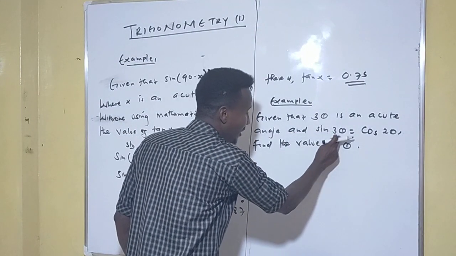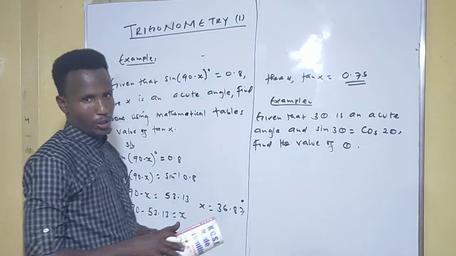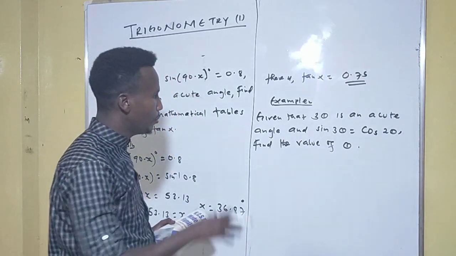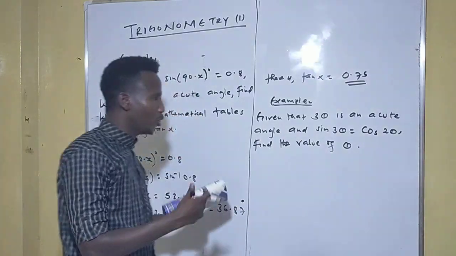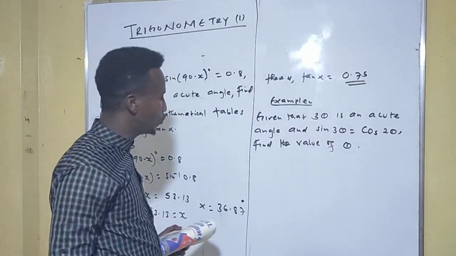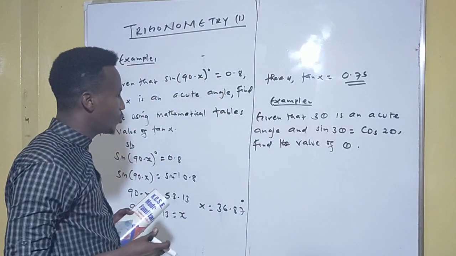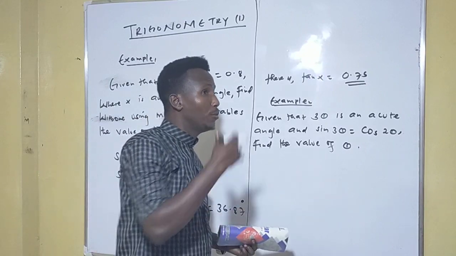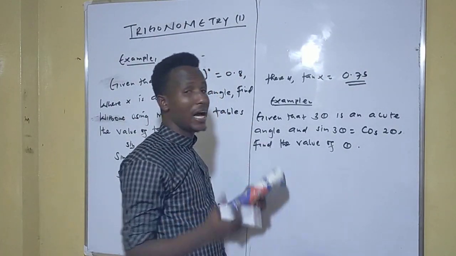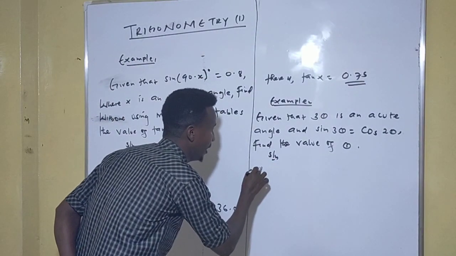And sine 3 theta is equal to cos 2 theta. Remember, in form 2 concept, we will not have what you normally call a range. So the moment you have a trigonometric equation which does not have a range, we are dealing with a form 2 concept. Don't forget that. And remember we said that trigonometric equations of form 2 are such that the angles sum up to 90 degrees. So look at the solution.